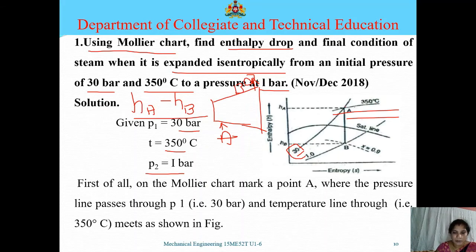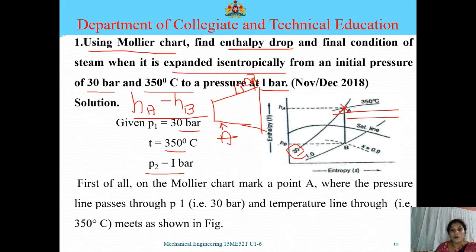So let us mark a point at the intersection of the pressure and the temperature line. This is what they have given in the problem itself, right? They have given the initial condition as 30 bar and the temperature as 350. So I'll take the pressure line and I'll take the temperature line. The intersection of these two lines, I'll mark that intersection as A. So you people take out the pencil and mark that intersection as A.